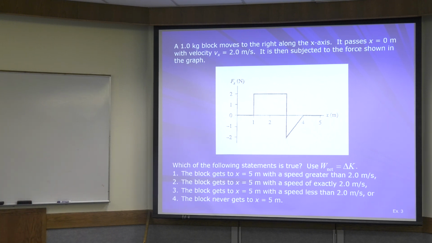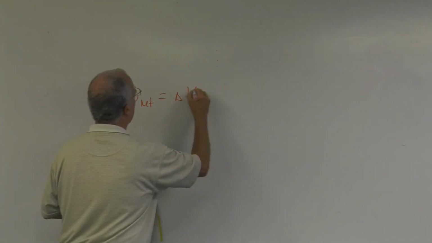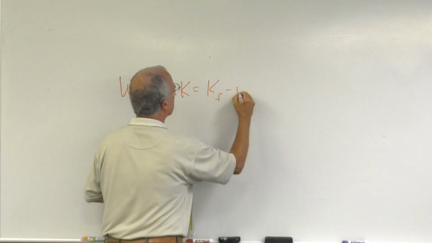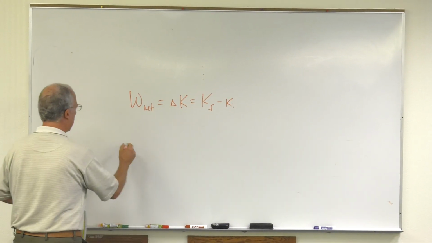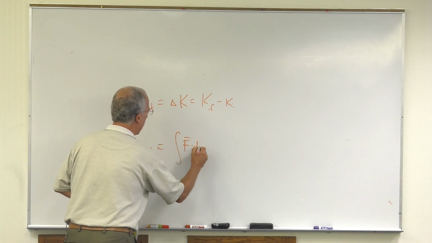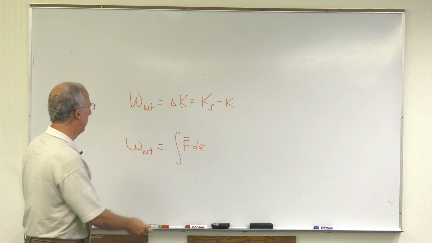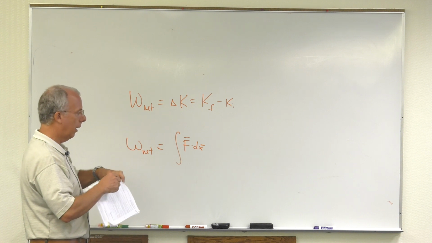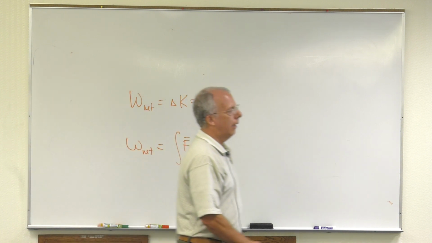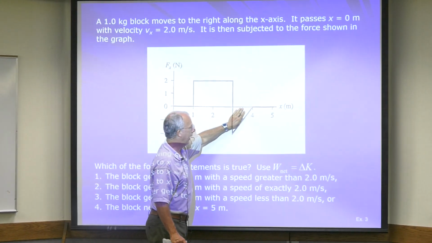Okay, let's answer the question. All right. So we know that the net work equals delta K, which is K final minus K initial. And we also know that the net work is the integral of F dot dx, which is the area under the curve, right? Area under the force-x curve. Okay, so this is considered positive. This is considered negative.